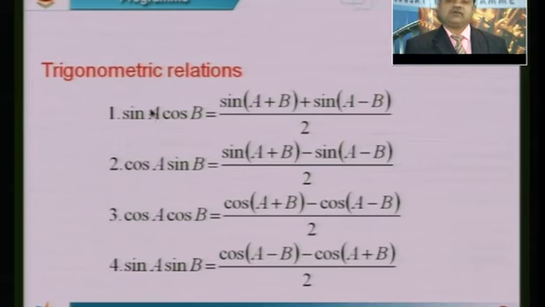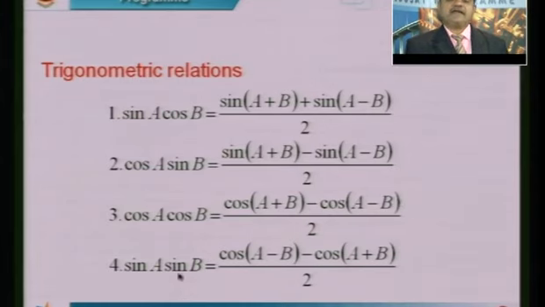Please note that when I use these 4 transformation results, the value of a should be greater than b in the 2 trigonometric ratios, whatever they have given, sin a cos b. You convert the problem in such a way that a is greater than b. That is why 2 results, sin a cos b, then cos a sin b. Then cos a cos b is cos a plus b plus cos a minus b by 2.